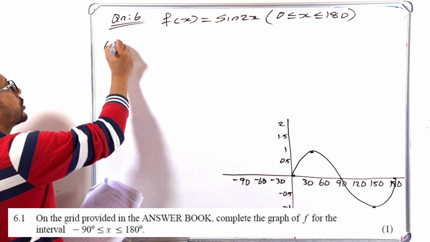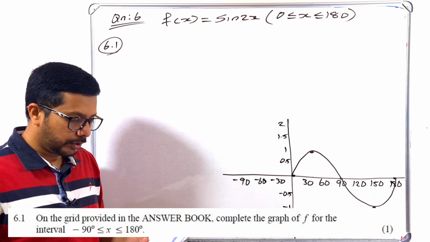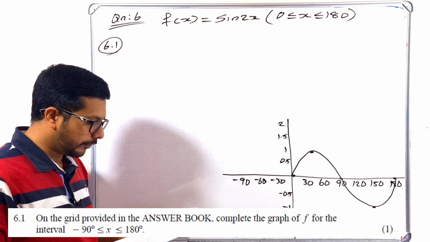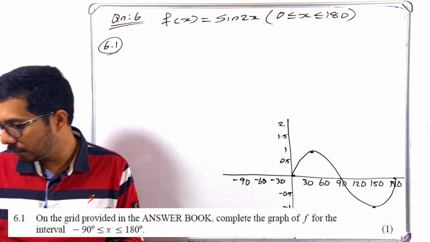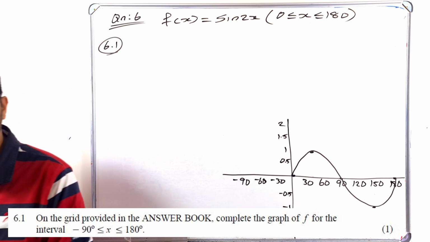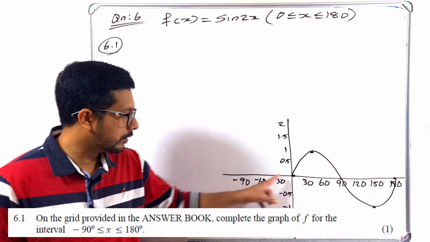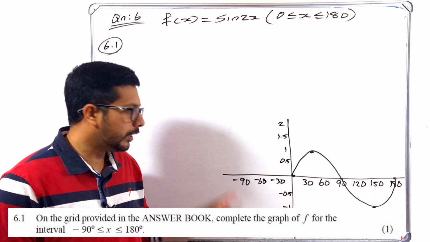Question number 6.1. On the grid provided in the answer book, complete the graph of f for the interval minus 90 to 180. So here the question is to complete this graph. Completing this graph means that on this part they didn't draw the graph, so you have to complete it.